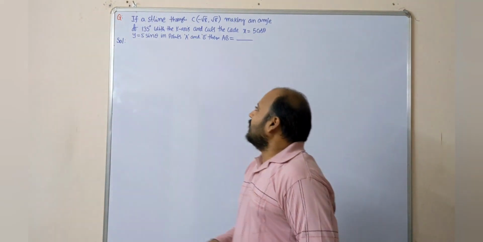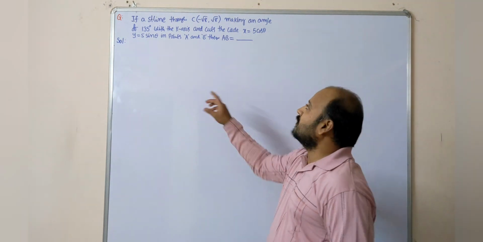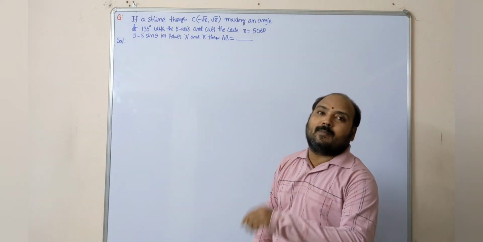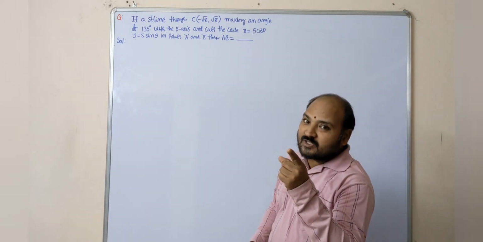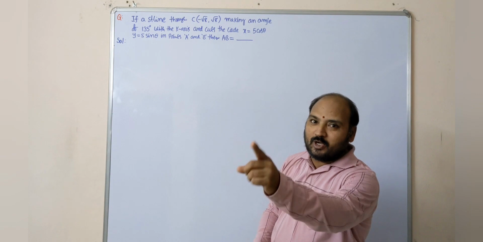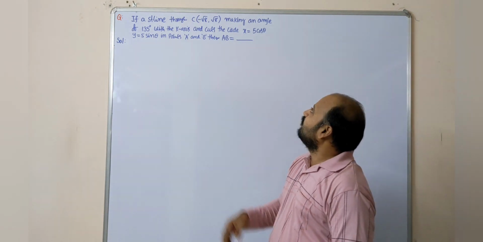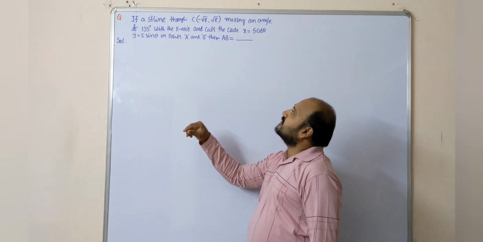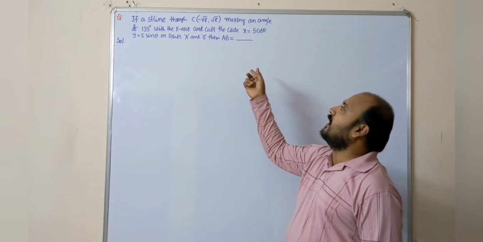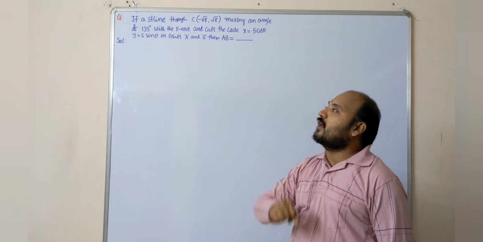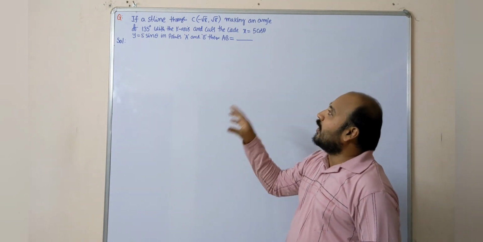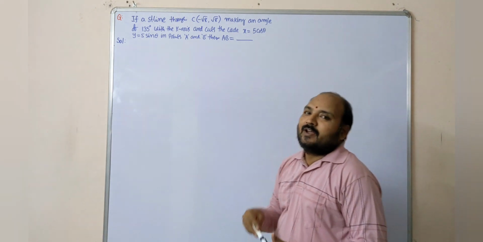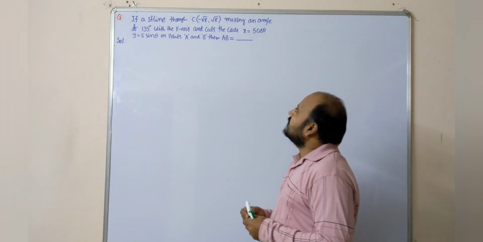Yeah, the next question is a good question also. If a straight line through C of (-√8, √8), minus x coordinate, y coordinate positive, so it will be in the second quadrant, making an angle of 135 degrees with the x-axis and cuts the circle x = 5 cos θ and y = 5 sin θ in points A and B, then the value of AB. So they are asking. Observe carefully, dear students.